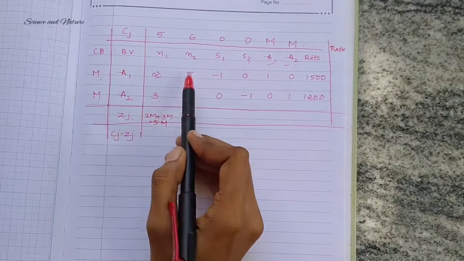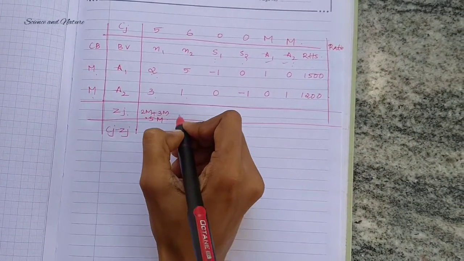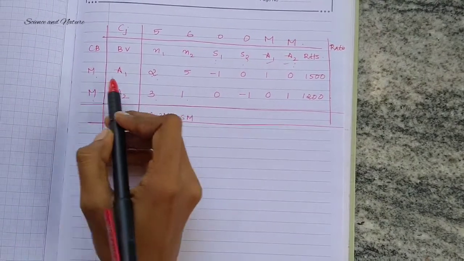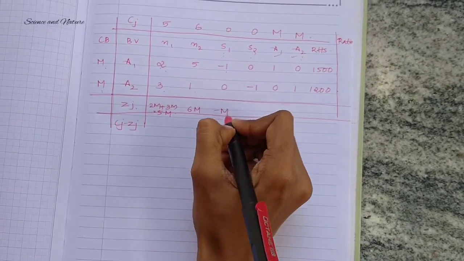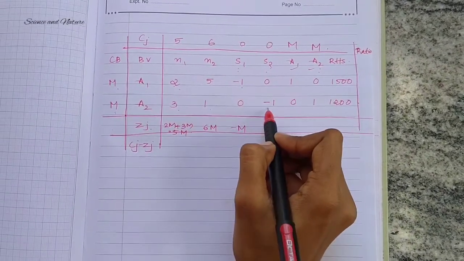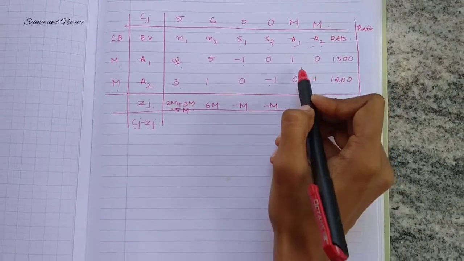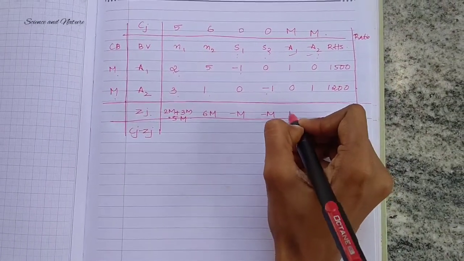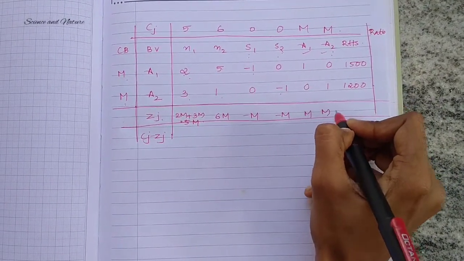Next one is M into 5 plus M into 1. That is 5M plus 1M, that is 6M. M into minus 1 plus M into 0, that is minus M. M into 0 plus M into minus 1, that is minus M. M into 1 plus M into 0, that is M. M into 0 plus M into 1, that is M.